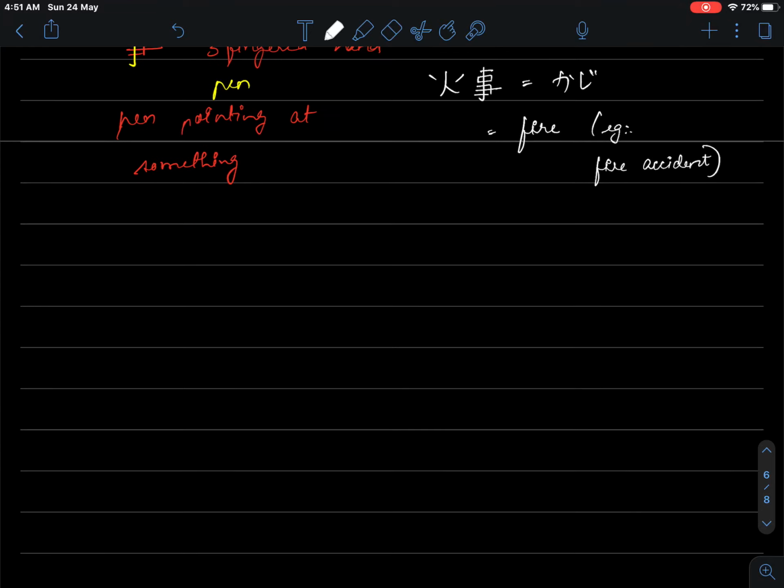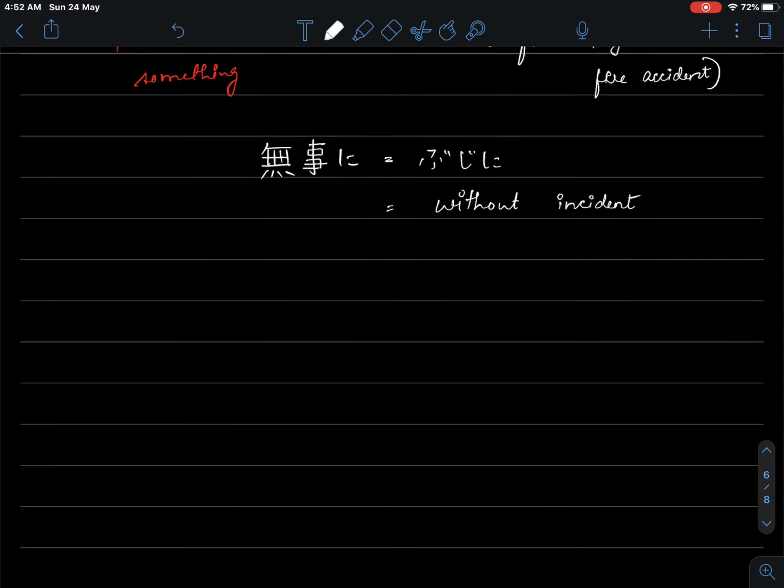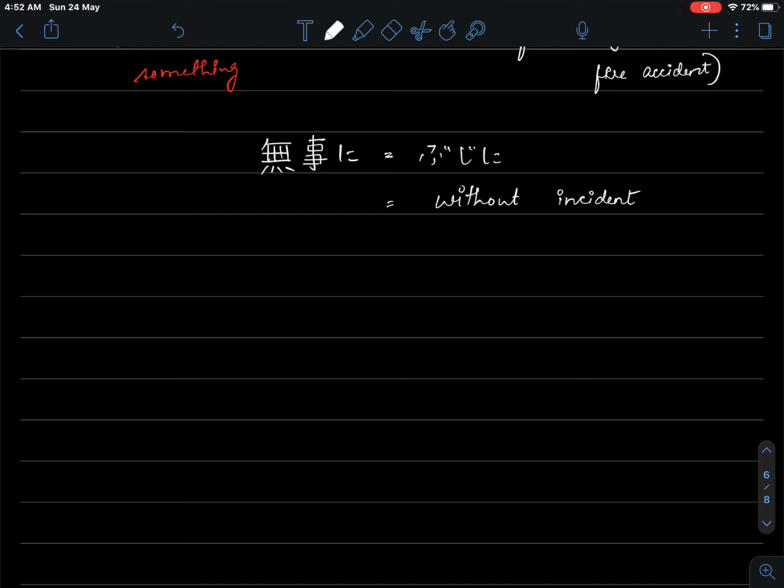Let's have a look at the next one. This will be read as bujini. And just like in the previous example, we will interpret the kanji that we have just done as an incident, and the first kanji means without. So this means without incident. Without incident. Okay, bujini.